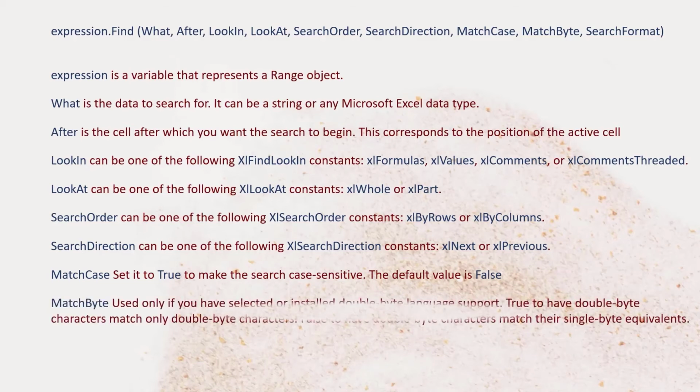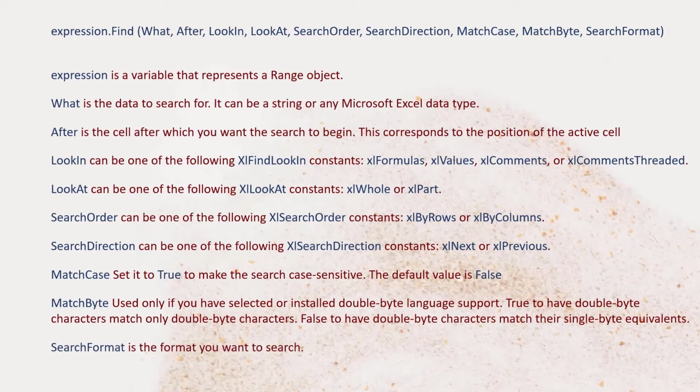The match byte is used only if you have selected or installed double byte language support. We will not cover this in this video. The search format is the search format that we can use. So, .find represents the first cell where the information is found. And if no matching info is found, then this method returns nothing. So let's go back to the code.